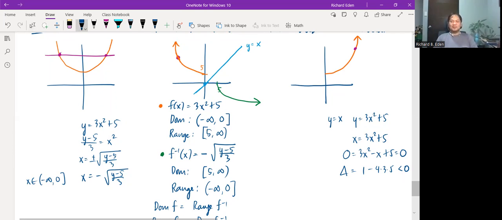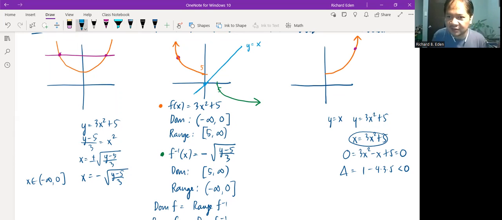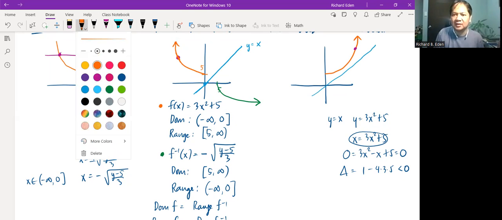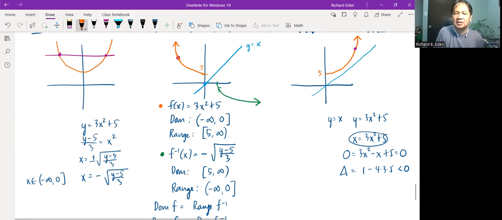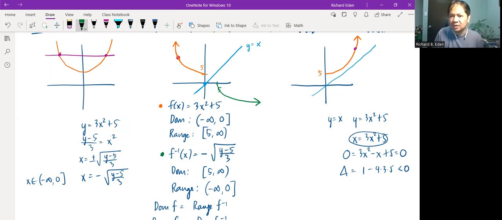So it's negative. Therefore, this has no real root. So that means there's no intersection. So when I sketch the line y equals x, I'm justified in assuming it's like this. And then it's 5 here. So for the green graph of the inverse, it's going to start here at 5.